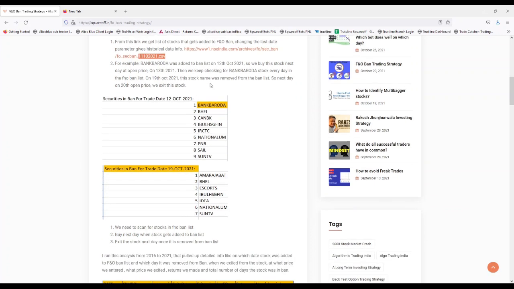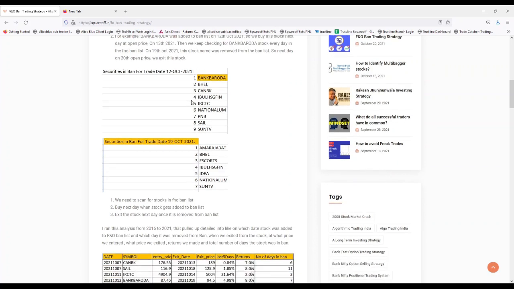For example, if you download this list, you would be able to see the stocks that were in the F&O ban list for trading on the 12th of October. There were 9 stocks in the F&O ban list. Bank of Baroda came into the list on the 12th of October. So as per the rules, we will buy this stock. Whichever stocks get into the F&O ban list, we'll buy that stock the next day. Since it came on the 12th of October, we'll buy this stock on the 13th of October, and then check on which date this ban was removed. Bank of Baroda was in the ban list from the 12th till the 18th of October, but when the list was released on the 19th of October, Bank of Baroda was removed from the F&O ban list.